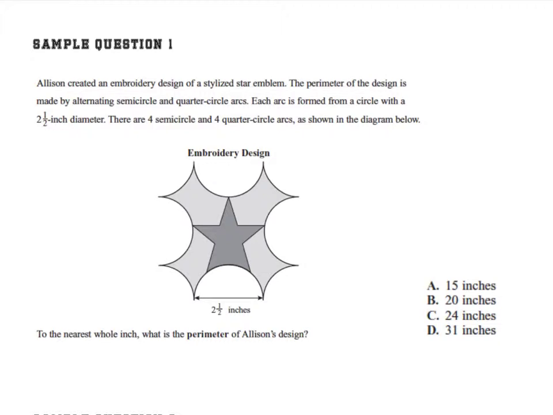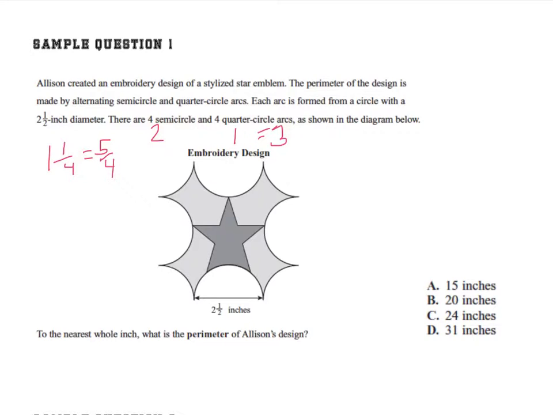And then for our first sample question, we have the embroidery design problem, which I know we've done before, but I'll do it again. There are 4 semicircles or 2 circles, and there are 4 quarter circles or 1 total circle. So a total of 3 circles, and they are all congruent. And they each have a 2.5 inch diameter, which means that they have a 1 1/4 radius. Or if we turn that into a mixed fraction, it would be 5/4 radius in inches.